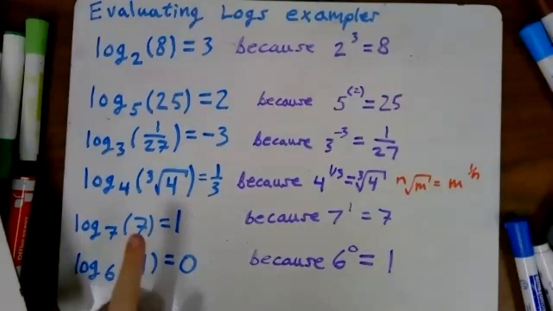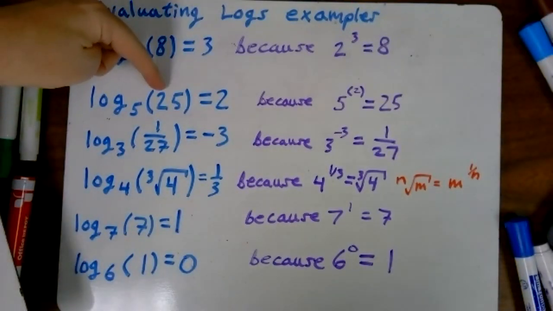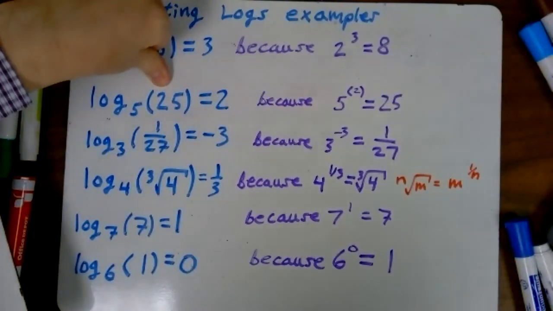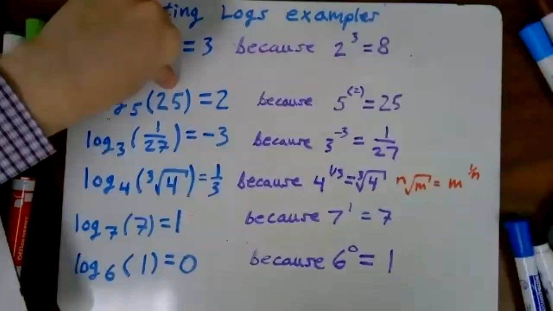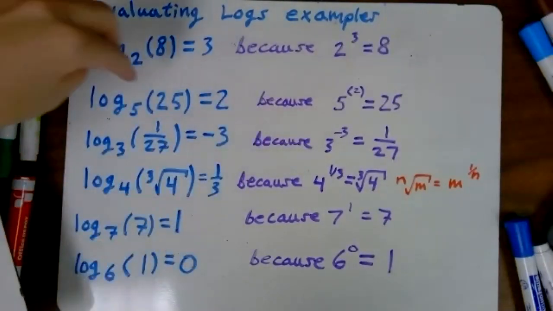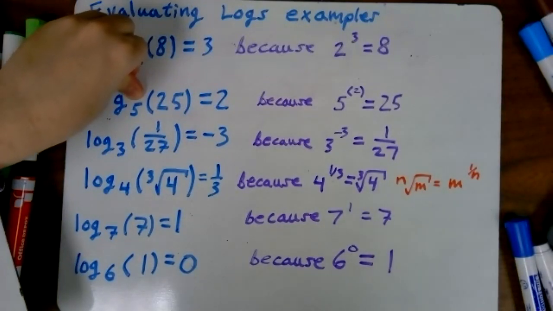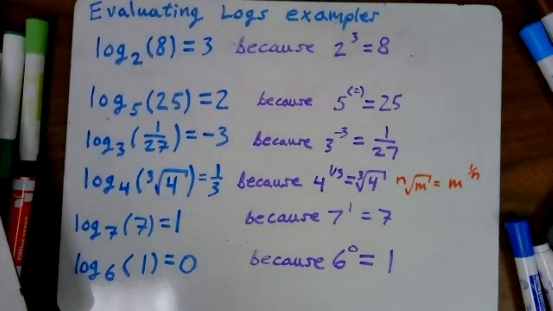Now the inputs can never be negative because, say for example, we wanted to find log base 5 of negative 25. Well, what power of 5 would give me negative 25? Well, nothing. 5 is a positive number. A positive number times itself is always going to be positive, no matter how many times I multiply it by itself, so it will never give me that negative input.